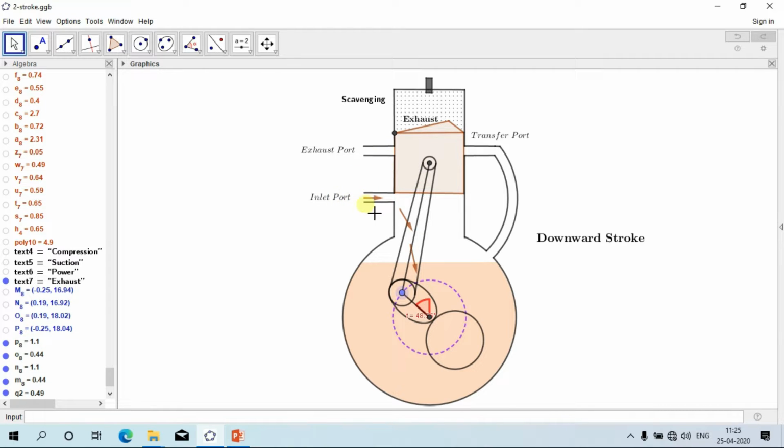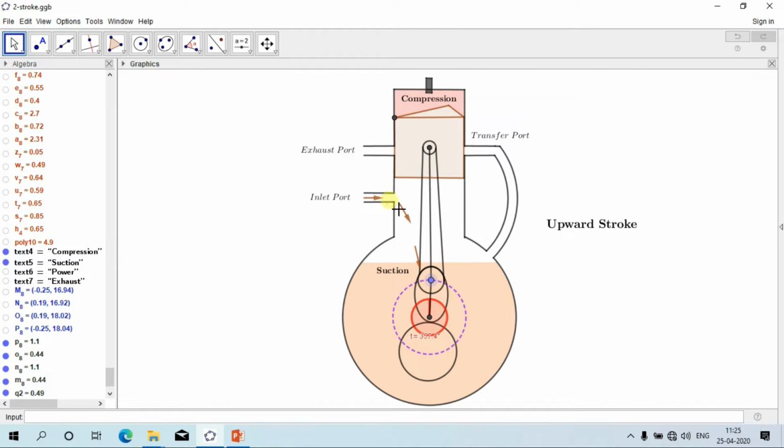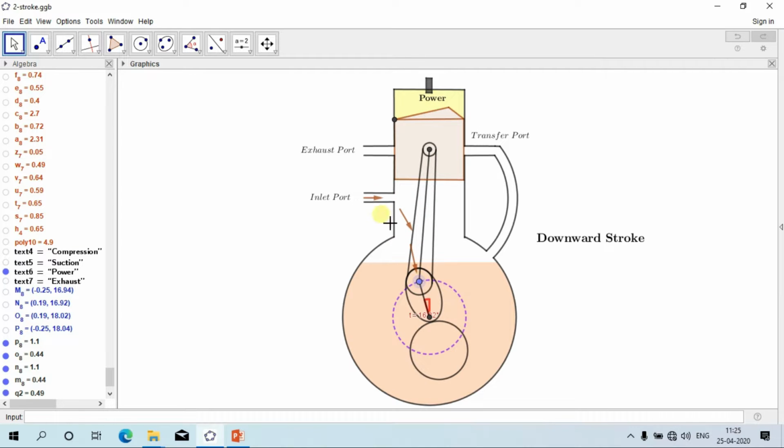As you can see here, various ports are mentioned: inlet port, exhaust port, and transfer ports. Basically, a port is an opening provided in the casing or engine block. There is no moving mechanism inside the port. It is simply an opening provided on the engine block. And the opening and closing of these ports is decided based on the relative position of the piston inside the cylinder.